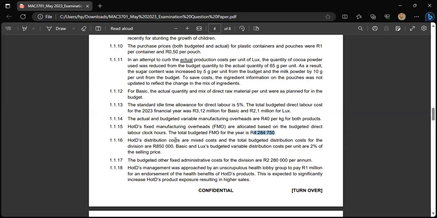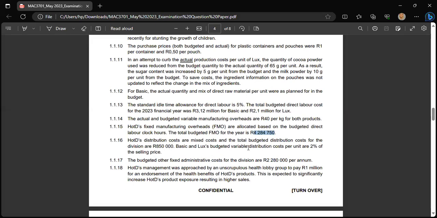Then we have our distribution costs. So these are mixed costs. So we need to be careful again of mixed costs. I think on the notes there, we talk about how to deal with mixed costs, but we will come across it again. I think the video covers that. Right, mixed costs, and the total distribution cost for the division is 850,000.